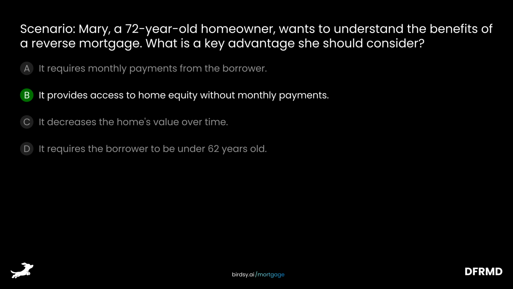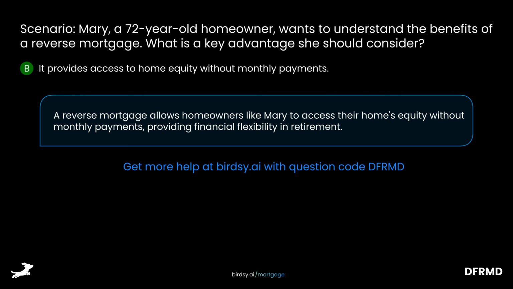The answer is B. It provides access to home equity without monthly payments. A reverse mortgage allows homeowners like Mary to access their home's equity without monthly payments, providing financial flexibility in retirement.